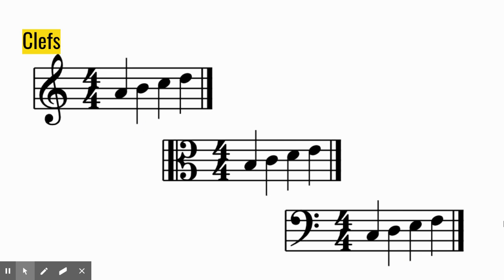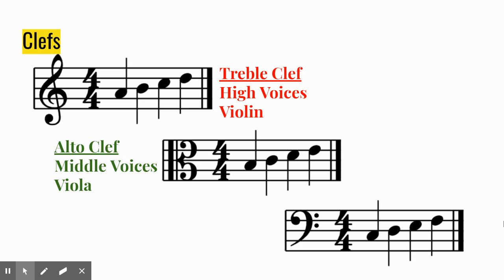Different instruments use different clefs. You only need to know your clef. The first one is called treble clef. It is used for high voices. Violins use treble clef. The second one is called alto clef. It's used for middle voices. Violas use alto clef. The last one is called bass clef.